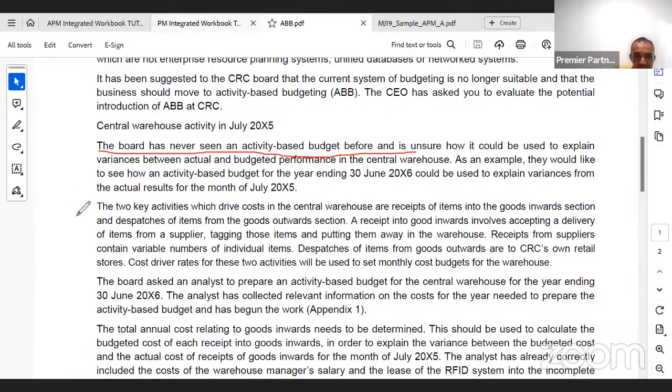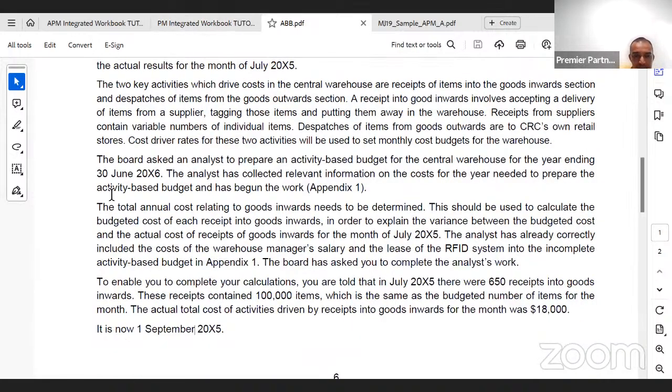And is unsure how it could be used to explain variances between actual and budget performance in the central warehouse. As an example, they would like to see how an ABP, the year ending 30th June 2006, could be used to explain variances from the actual results for the month of 2005. So that's exactly what you need to do. And here also they say to ask an analyst to prepare an activity-based budget for the central warehouse, and so on.